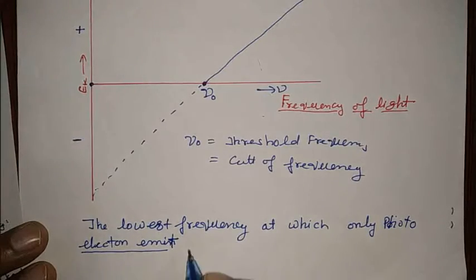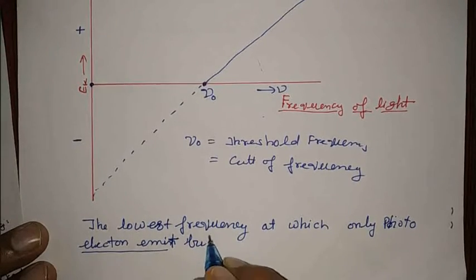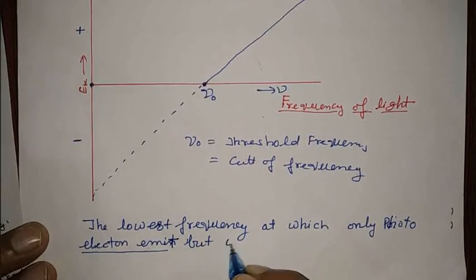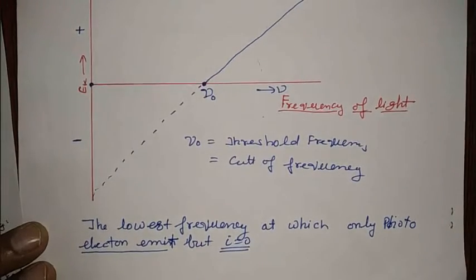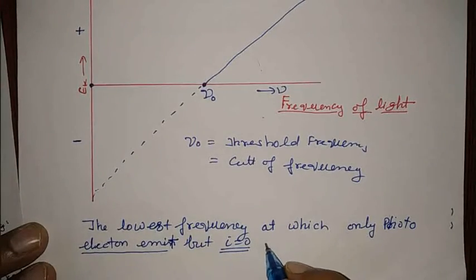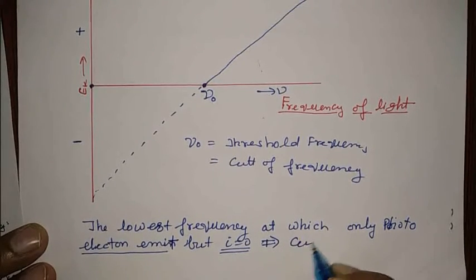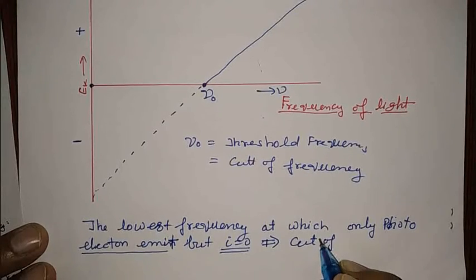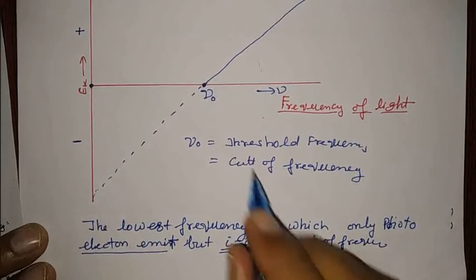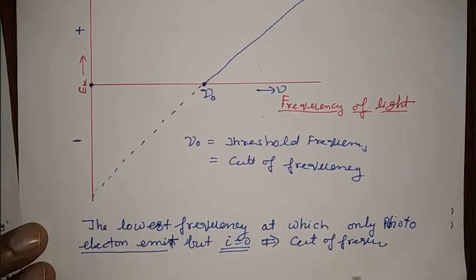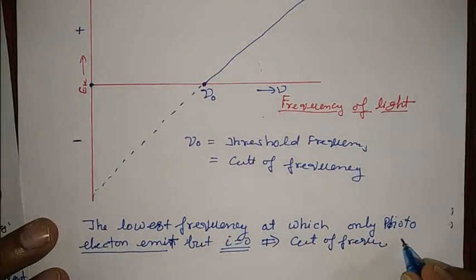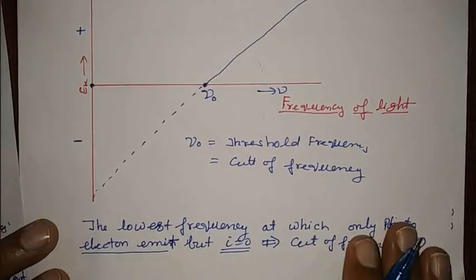So one may say that by this analysis of the graph, the lowest frequency at which a photoelectron is emitted from the plate, but the photocurrent I is 0, no photocurrent is there, is called the cutoff frequency or threshold frequency, and it is represented by nu0.